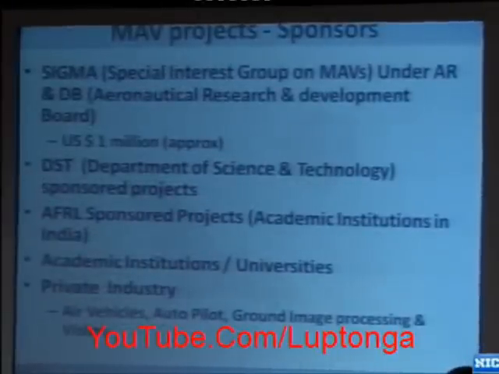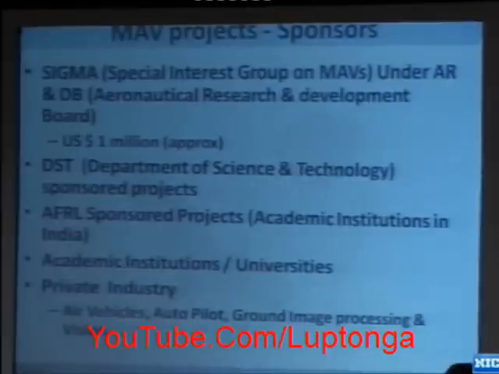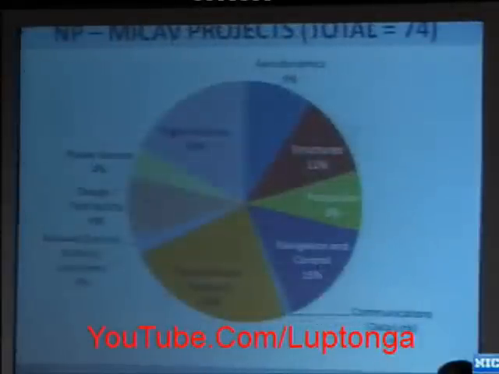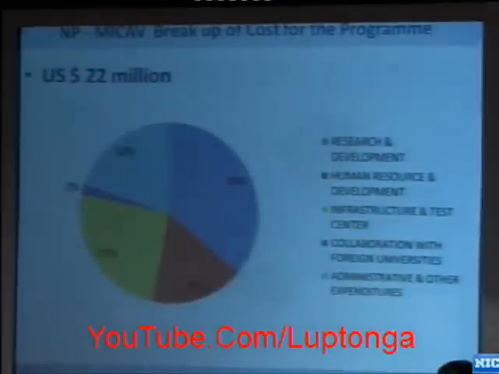And also we have locally Sigma, the Department of Science and Technology, and many projects sponsored by AFRL in Indian academic institutes and also private industries also working on micro air vehicles. And this is about where all the technologies have been covered in the national program. We can see this. And we can also look at the $22 million US dollars, how the money is split as far as research, development and human resources are concerned.